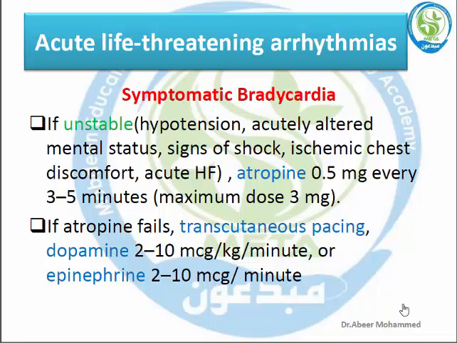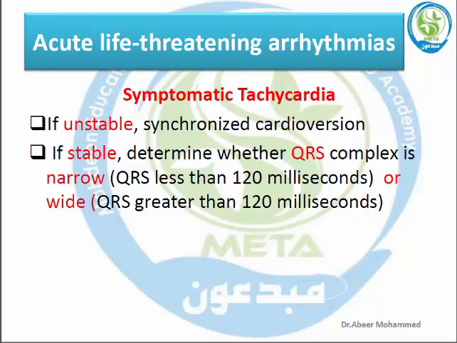If atropine fails, we can use dopamine or epinephrine. But atropine is the first choice in the management of unstable bradycardia. If unstable, we can also use synchronized cardioversion by using shock.